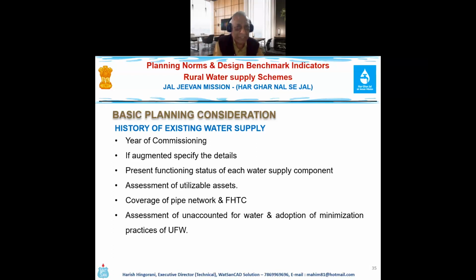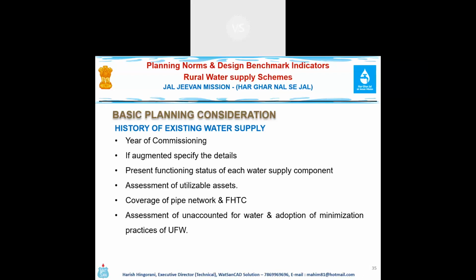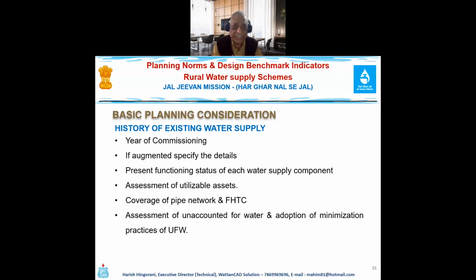The year of commissioning of the scheme is required. I have seen a lot of schemes which just say the scheme was commissioned 2 years back, and they say we need augmentation. I agree with the retrofitting, but not for the augmentation. If augmentation is specified, the details should be component-wise, with the present functional status of each water supply component. If my pump is okay, which was commissioned 2 years ago, why do I need to replace the pump? If my source is sufficient, why should I go for additional sources? Only if my source is not sufficient do I need to develop some additional source or support the system with an additional source. Assessment of utilization has to be decided properly.